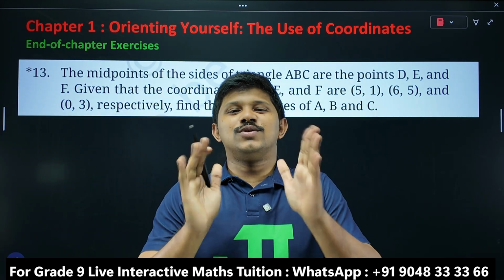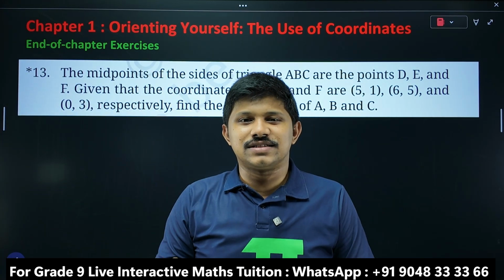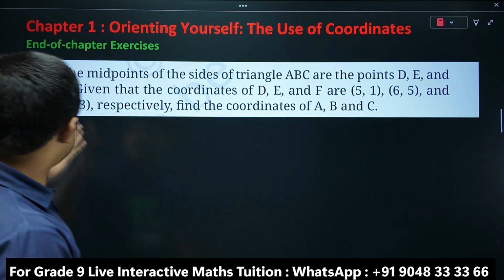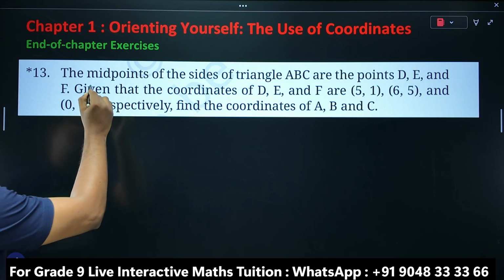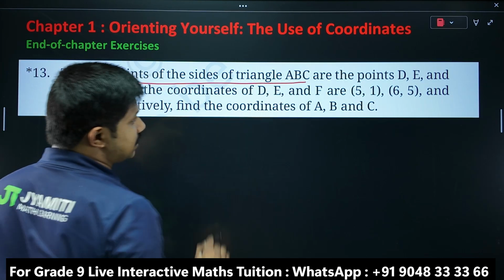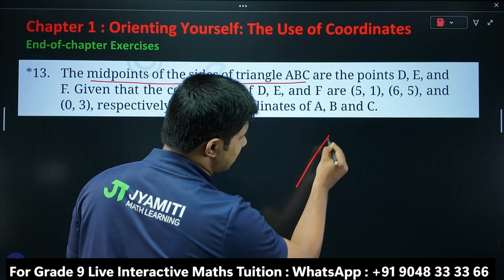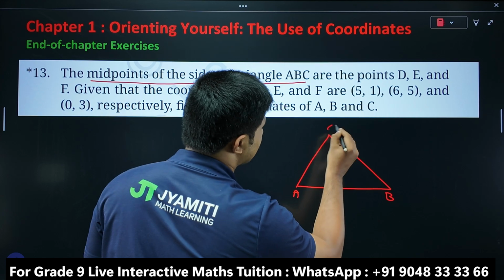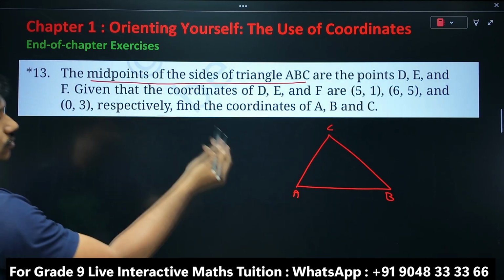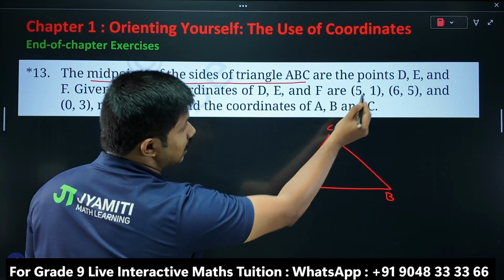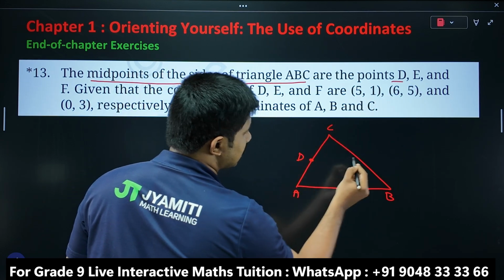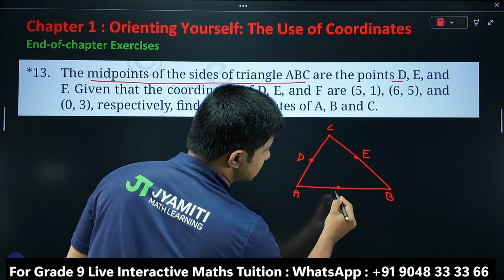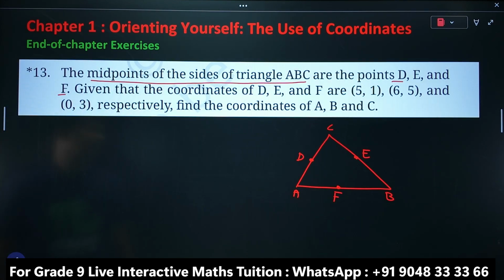Hello friends, we are going to discuss the end of the chapter exercise of chapter 1, Orienting Yourself, the use of coordinates. We have the 13th question: the midpoints of the sides of a triangle ABC. We have triangle ABC, and we are talking about the midpoints of the sides. So this is D, this is E, and finally the midpoint of AB is F.